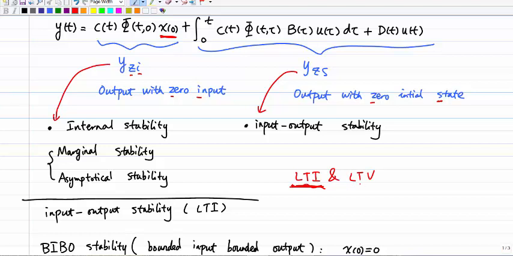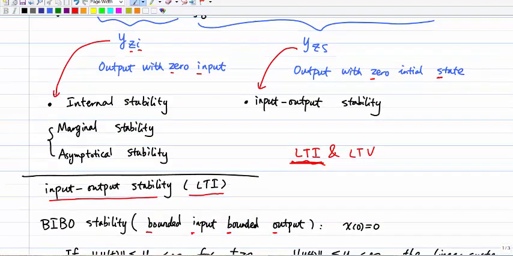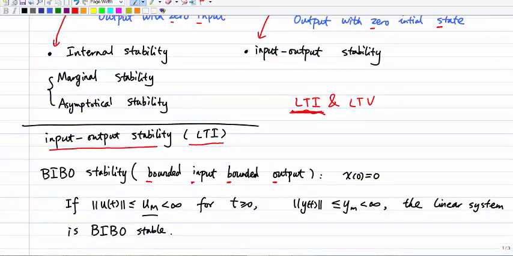Before talking about internal stability, we'll start first with input-output stability, and we're talking about the linear time invariant system only here. For input-output stability of the linear time invariant system, we have one stability property we call BIBO stability, which stands for bounded input and bounded output stability. We pick the first letters, so it's called BIBO stability.